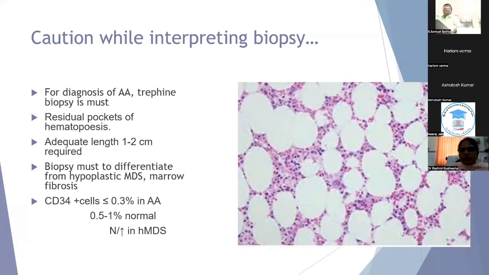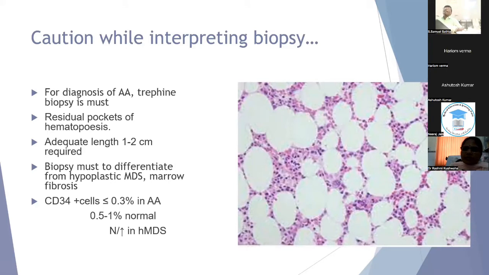Now, why is it important to understand this? While doing the aspirate, if our needle hits these areas where there is residual hematopoiesis, we might get a normocellular or slightly hypocellular aspirate. So by just looking at the bone marrow aspirate, we will say that, okay, this case has a normocellular marrow, but the peripheral smear had pancytopenia. Hence, it must always be accompanied with a trephine section. The trephine section will give a clear-cut clue about the entire process that is happening in the marrow.